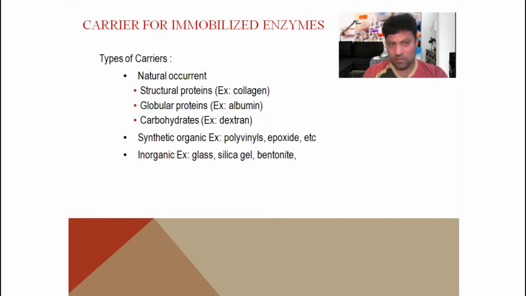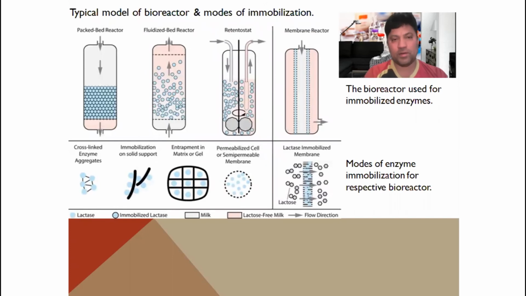There are three main types of carriers used in immobilization of the enzyme. The first one is natural, then synthetic, then inorganic. Natural is divided into three further categories: structural proteins, for example collagen; globular proteins, for example albumin; and carbohydrates, an example of which is dextran. Synthetic organic, example, polyvinyl epoxide. Then inorganic, examples of inorganic are glass, silica gel, and bentonite.